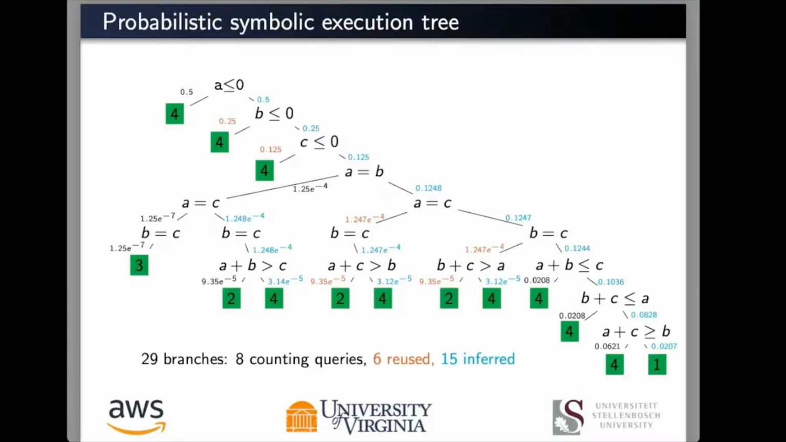So here's what the probabilistic symbolic execution tree looks like for the example that I showed you. There's a total of 29 branches. Only 8 of them required calling the model counter. 6 of these values could be reused, and 15 of them could be inferred because we calculated the ones on the off branch.